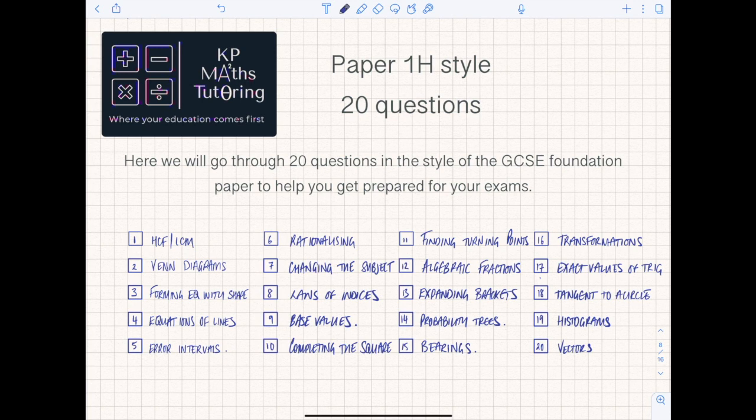In this one, what I'm going to do is just go through 20 questions in the style of paper one, so all non-calculator, ranging from highest common factor, lowest common multiple, you can see there, all the way through to vectors as my question 20.